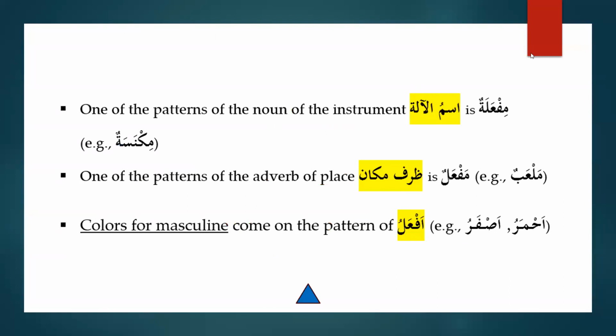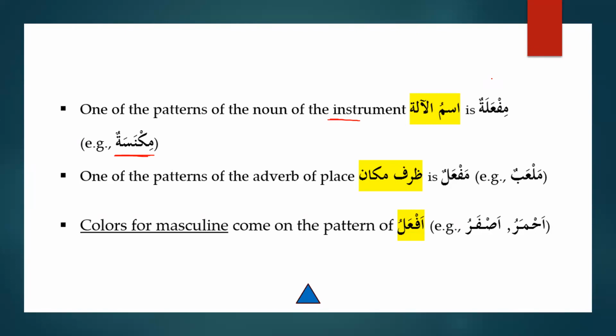And similarly, we have something that is called ismul alah, the noun of instrument. It has only very few awzan, I guess only 4, and one of them is mif'alatun, which is miknasatun. So any word that you find on this pattern will be ismul alah. Now the difference is very minute. For example, if mim has fatha, it will be maf'alatun. If mim has fatha, that will be used for the adverb of place. For example, you say maktabatun, madrasatun.